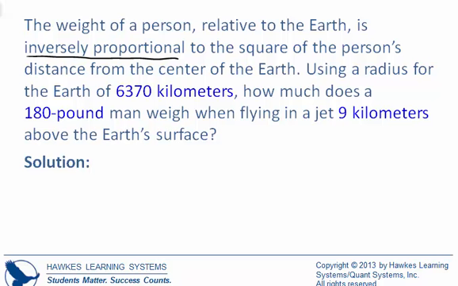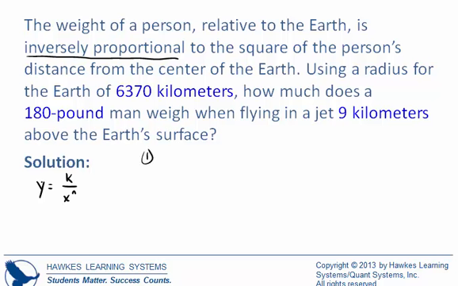So I know that I should be able to set something up, and we may need to change the letters, but y is equal to k divided by x to the nth power. So the weight of a person is inversely proportional to the square of the person's distance from the center of the earth. Okay, let's go ahead and do step 1.